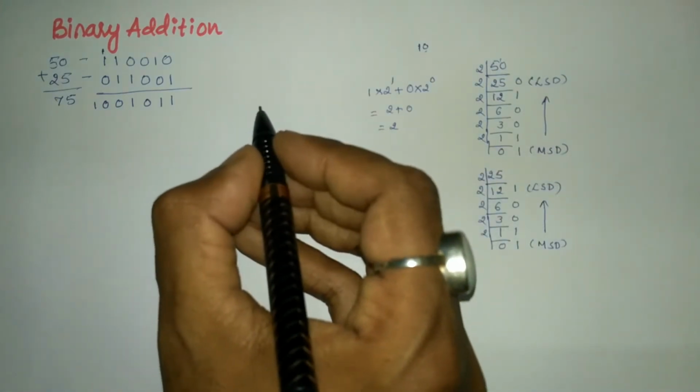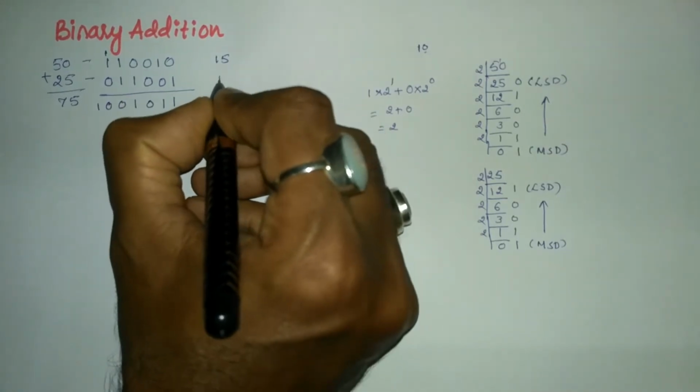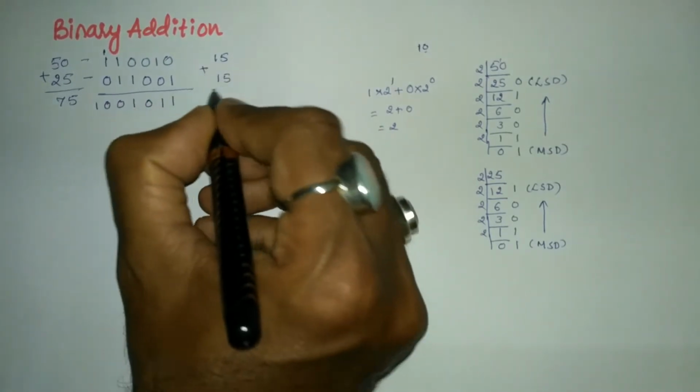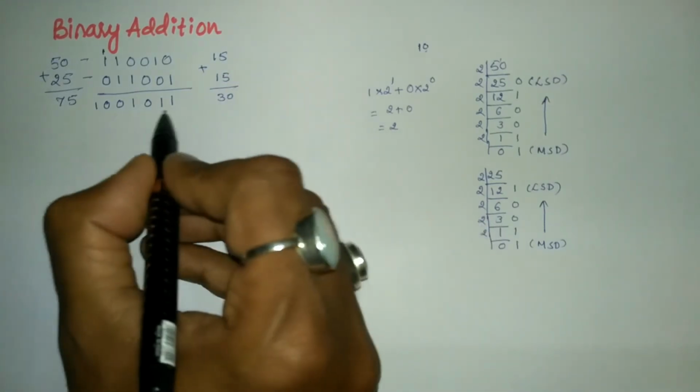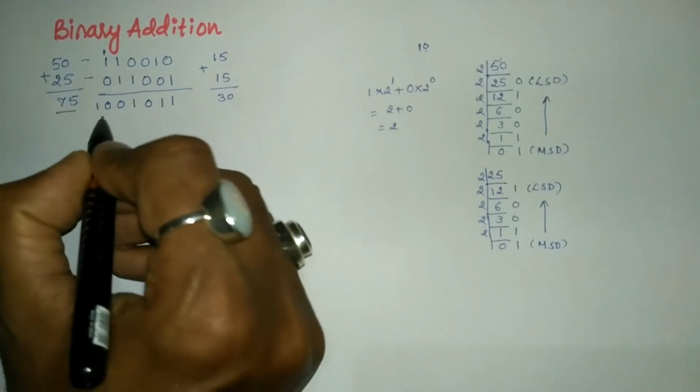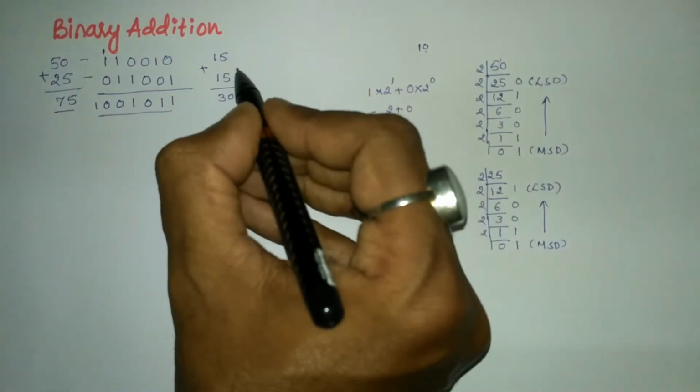Now let us take one more example of this kind. I want to add 15 and 15. So it must give me 30. Correct? Yes. So we are going to cross verify this result, whether it is equal to 75 or not, and later on we are going to go for converting this one.